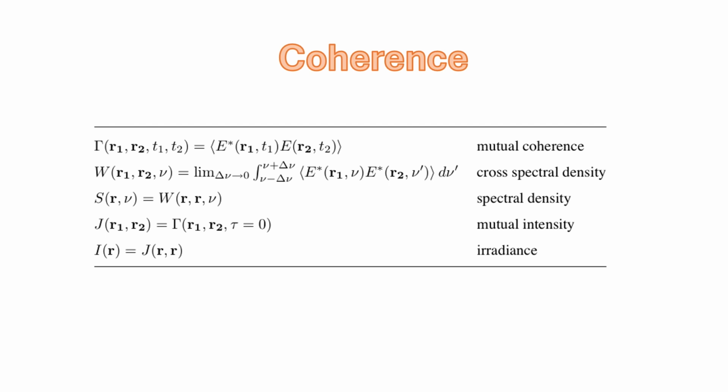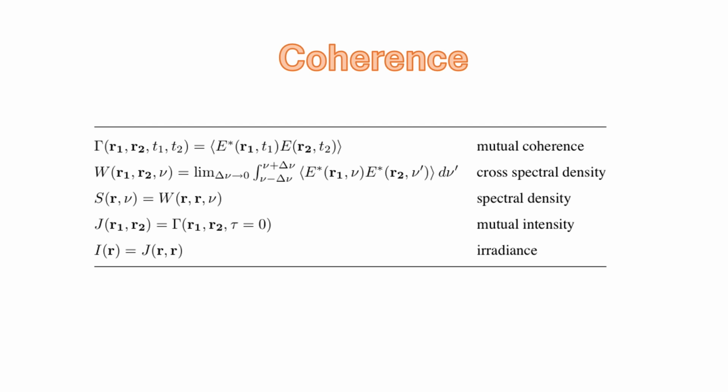And here's a list of the most common functions: the mutual coherence, the interference of the field drawn from two different points in space and time; the cross-spectral density, which is the spectral analog of the temporal mutual coherence; and then the traces of those two functions, which are the spectral density and the irradiance, and the mutual intensity, which is the value of the mutual coherence for zero time delay.